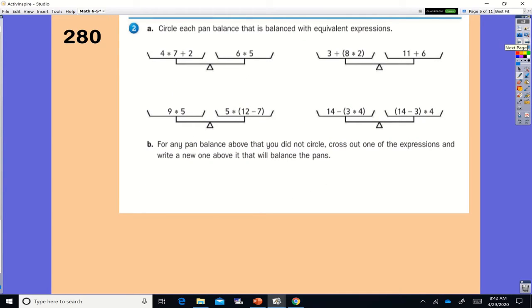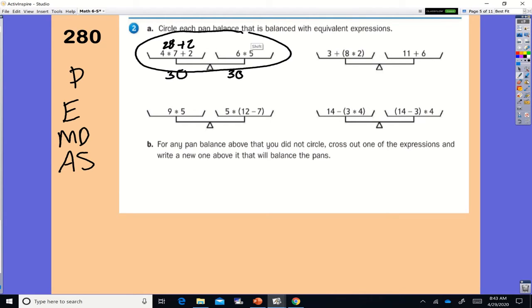So, circle each pan balance that is balanced with equivalent expressions. So remember our please excuse my dear Aunt Sally. Using our order of operations, we're going to solve these. So we use our multiplication first. 4 times 7 is 28. 28 plus 2, that gives me 30. 6 times 5 is 30. So these are equal to each other, which is what we want. Now go through and check the other ones.